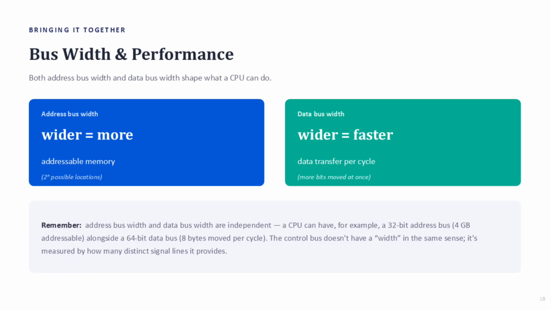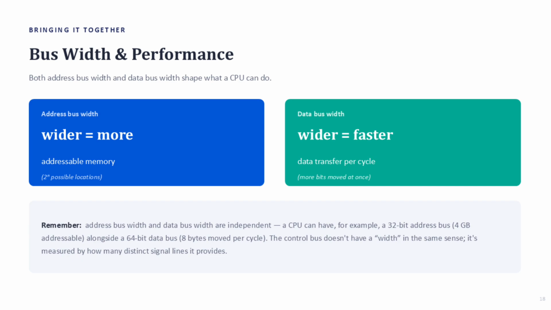A processor might have a 32-bit address bus, allowing it to address approximately 4 gigabytes of memory, while using a 64-bit data bus, allowing it to transfer 8 bytes of data in one transfer. These two widths do not have to be the same. That's a point students often misunderstand, so it's worth remembering.